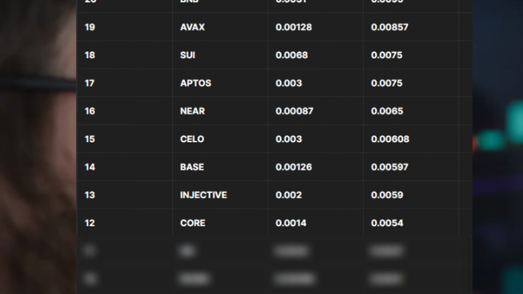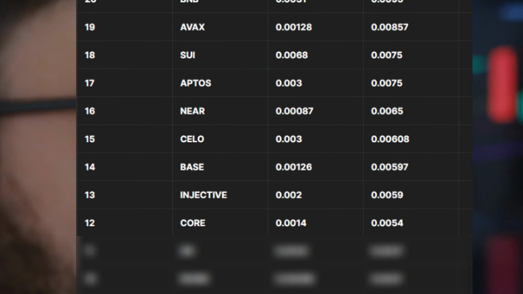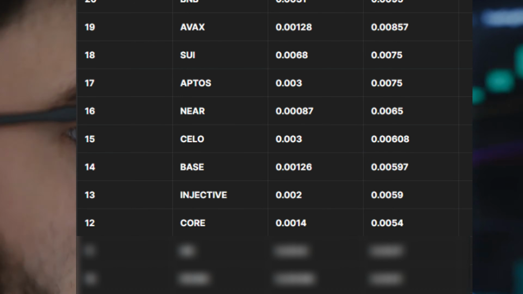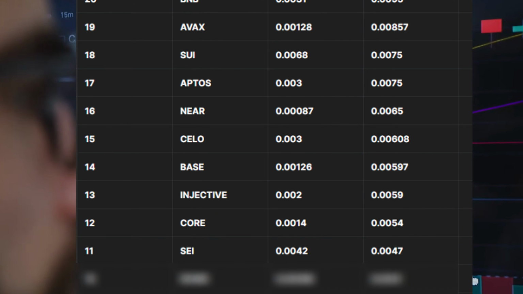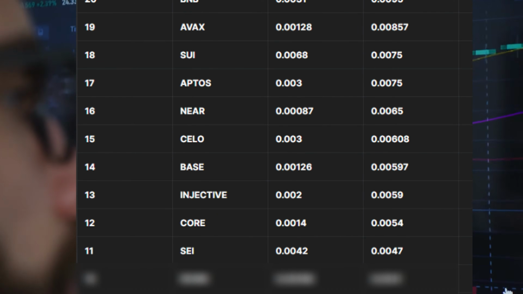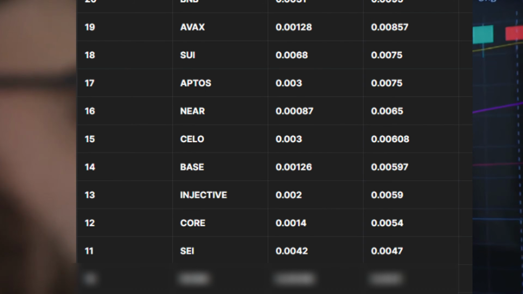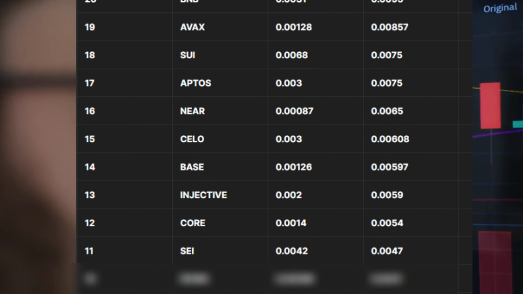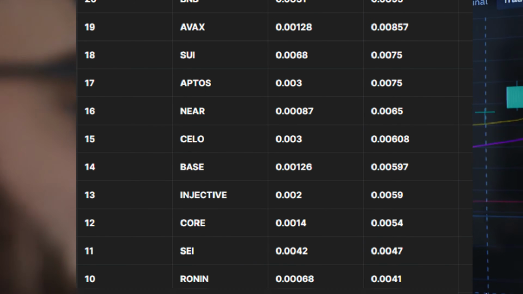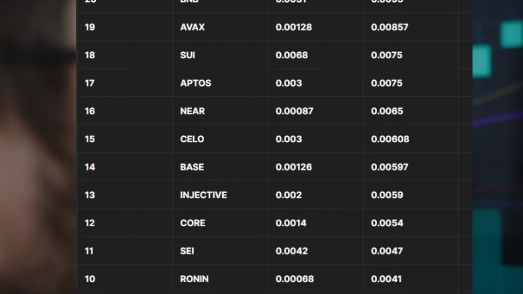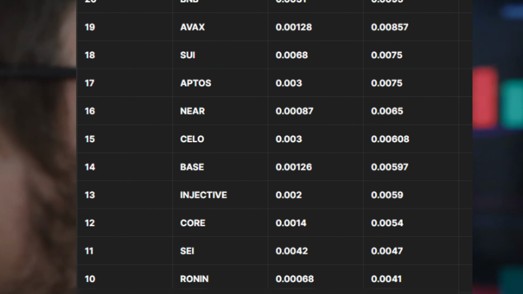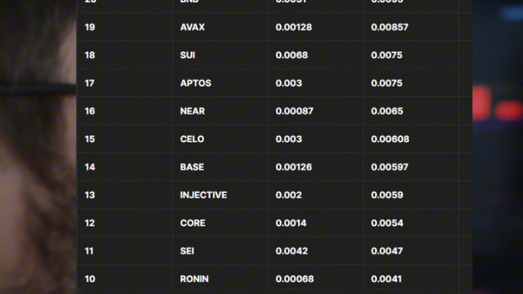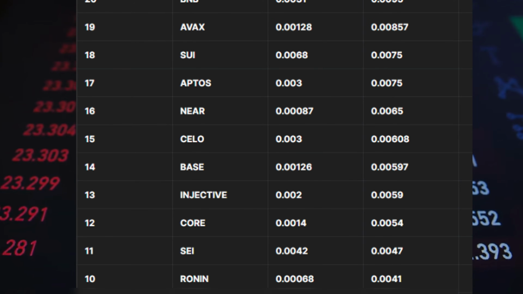Managed to have a lot more lower transactions, but then again, this is a bit less active compared to some of the other ones on this list. Then we have Sei, which has a bit higher transfer cost than Core, but once again, the swap cost is a lot lower, like 10% lower, 20% lower. Then we have Ronin, another interesting EVM fork, which has very, very affordable transfer costs, and swap costs are pretty low compared to Sei as well.